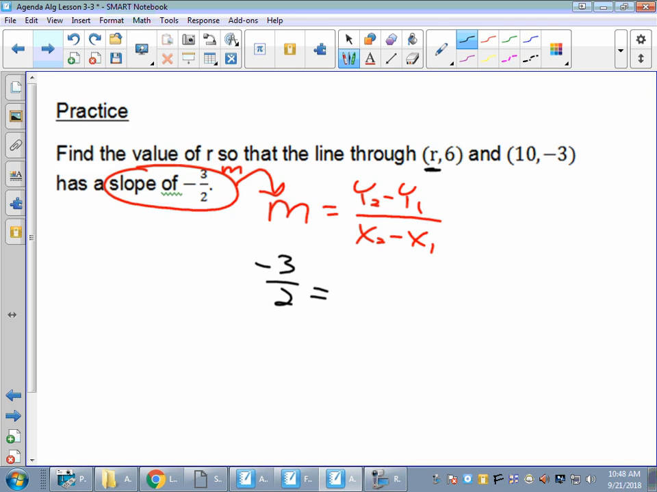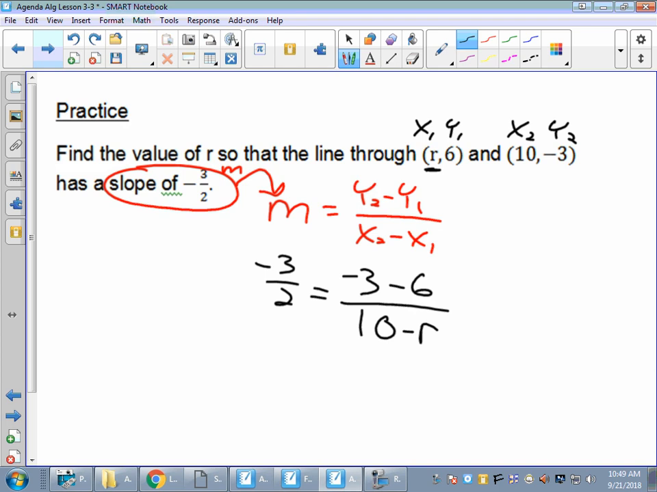So again, if I put this in, this is my x1, y1. This is my x2, y2. When I'm plugging in these numbers, I'm going to plug in everything, but for the x1, I'm just going to have a variable of r. So y2 is -3 minus y1 of 6, and then I've got x2, 10 minus r, because that's our missing value.